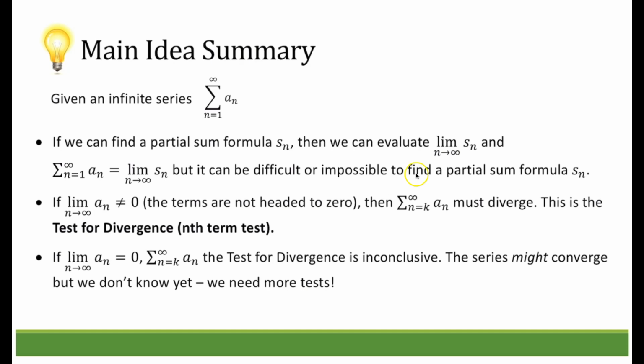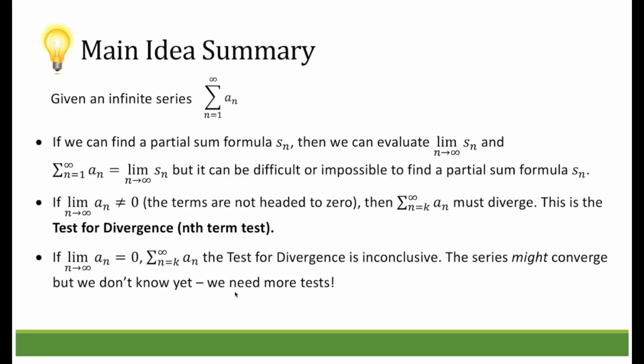Very rarely are they. If the limit as n approaches infinity of a sub n is not 0, if the terms are not headed to 0, then the infinite series must diverge. This is the test for divergence, or the nth term test. So if the limit of the general term is anything other than 0, then the series diverges. But if the limit of the general term is 0, the test for divergence is inconclusive. The series might converge, but we don't know yet.